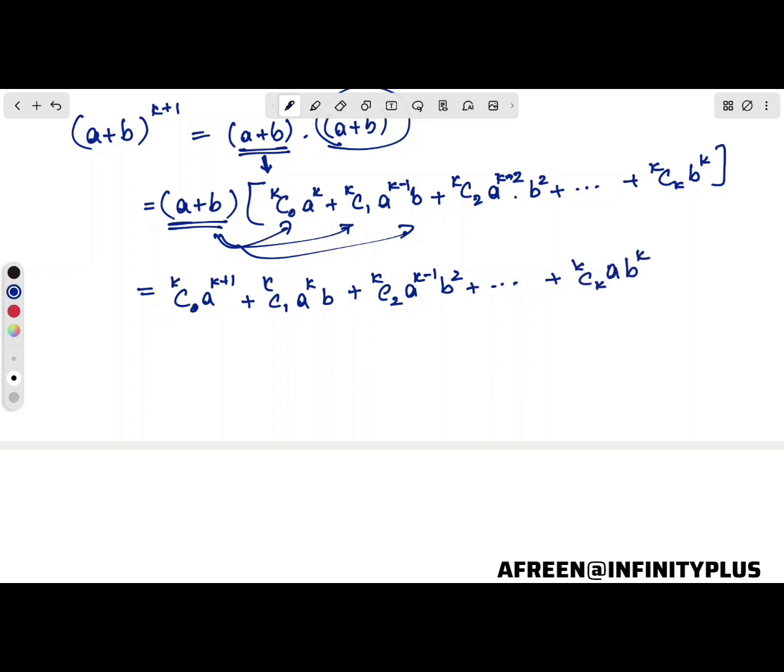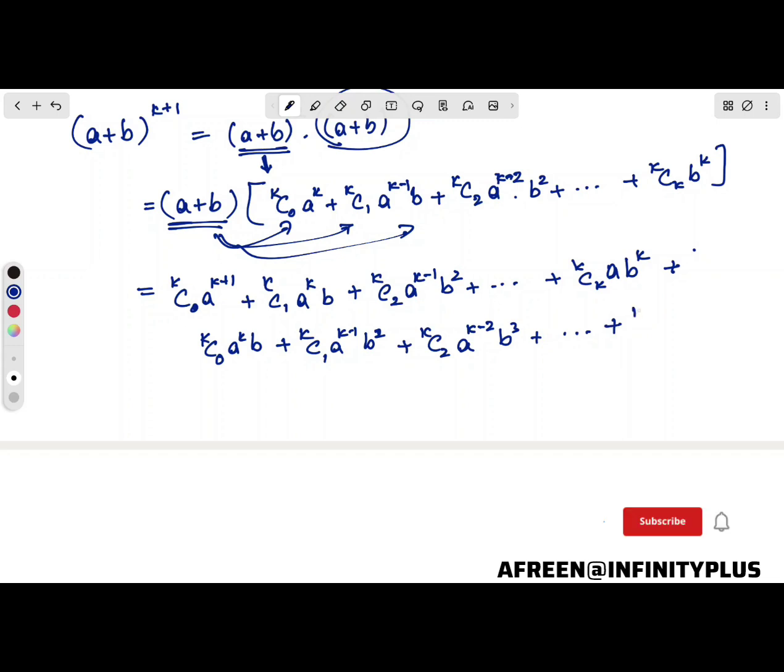Since I have multiplied a to each element, now it is the term of b which we have to multiply to each element. So this will become plus, now multiply b to each element. You will get kC0 a^k into b plus kC1 a^(k-1) into b^2 plus kC2 a^(k-2) into b^3 plus etc. plus the last one is kCk b^(k+1). So here I have multiplied a to each element and also b to each element.